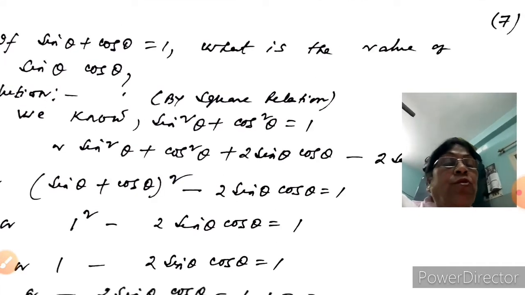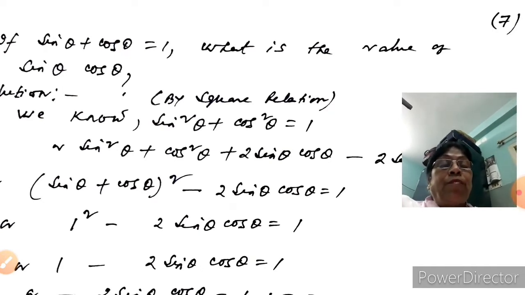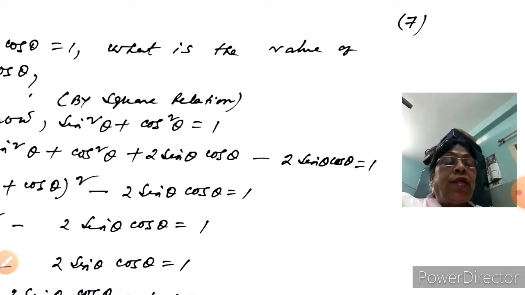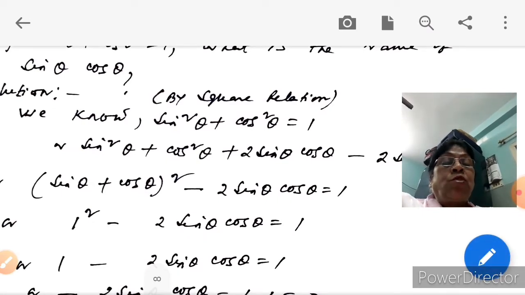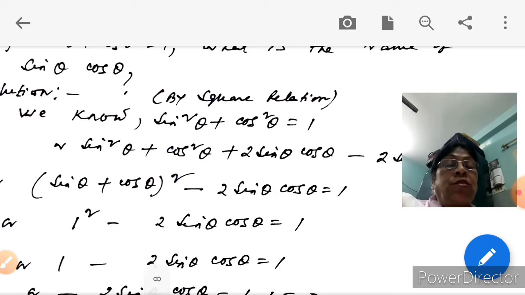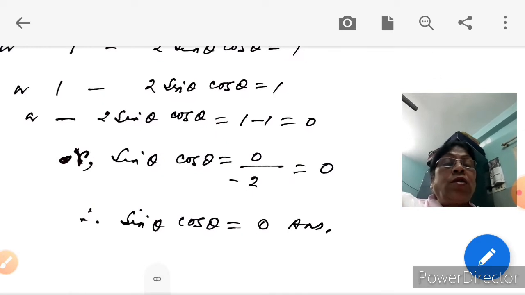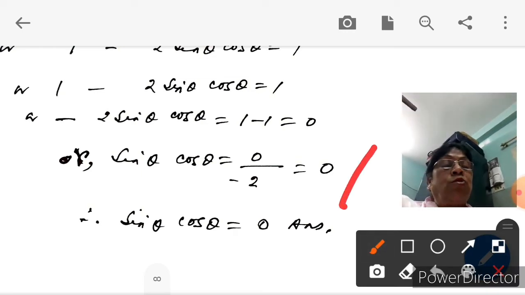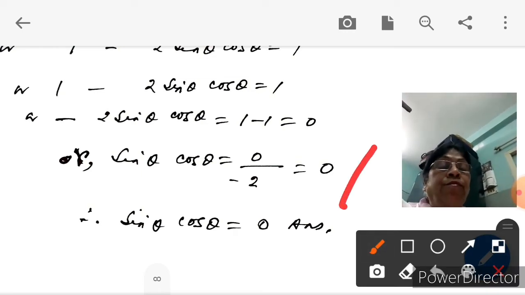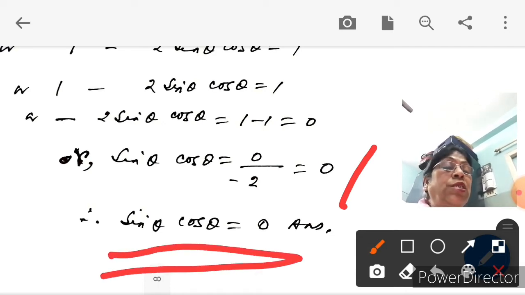By the square relation we know sin²θ + cos²θ = 1. So sin²θ + cos²θ + 2 sin θ cos θ − 2 sin θ cos θ = 1. We can write (sin θ + cos θ)² − 2 sin θ cos θ = 1. Solving it, we get sin θ cos θ = 0/2, that means 0. We were asked to find the value of sin θ cos θ, and we got 0. This is the answer.